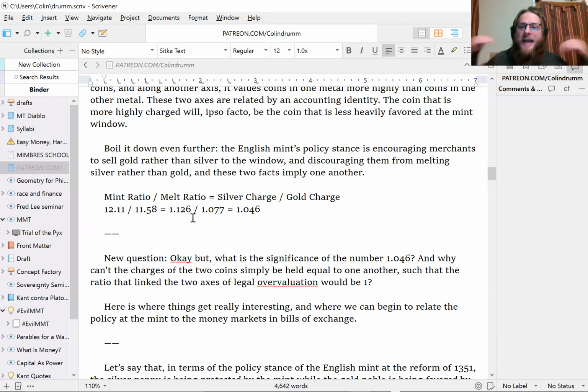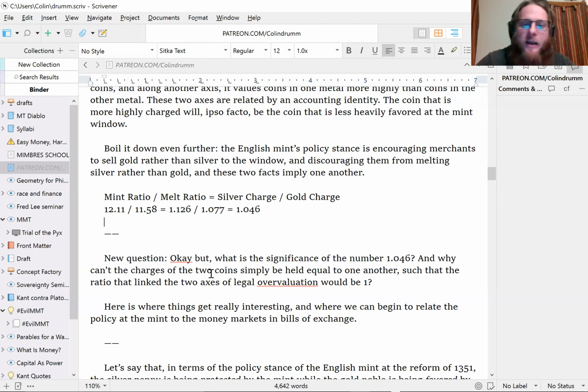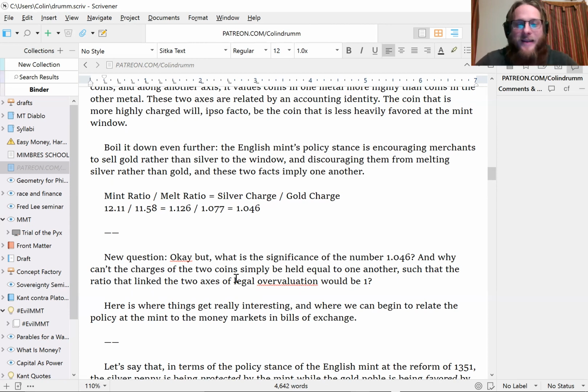So you're paying that penalty when you melt silver, and it's bigger for silver than for gold. So the English Mint is encouraging you to sell gold to the window relative to silver, and it's discouraging you from melting silver relative to gold. So here, to reiterate, here's our numbers, and now maybe you can see some more meaning in them.